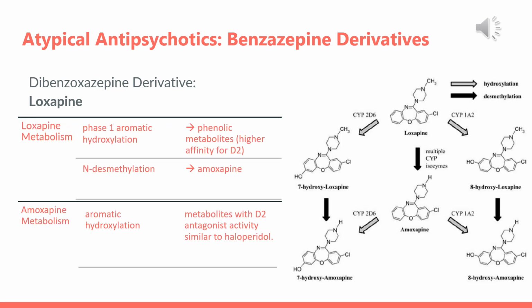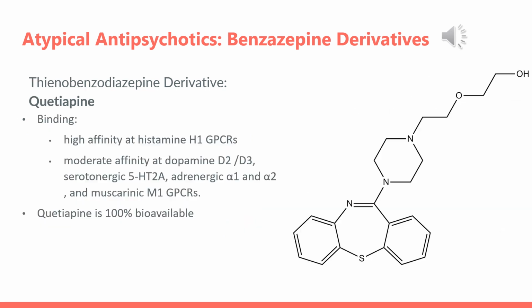Loxapine undergoes phase 1 aromatic hydroxylation to yield several phenolic metabolites that have even higher affinity for D2 type receptors than the parent drug. Loxapine also undergoes N-demethylation to form amoxapine, which is used to treat depression, for example. As with loxapine, aromatic hydroxylation of amoxapine produces metabolites that have D2 antagonistic activity similar to haloperidol.